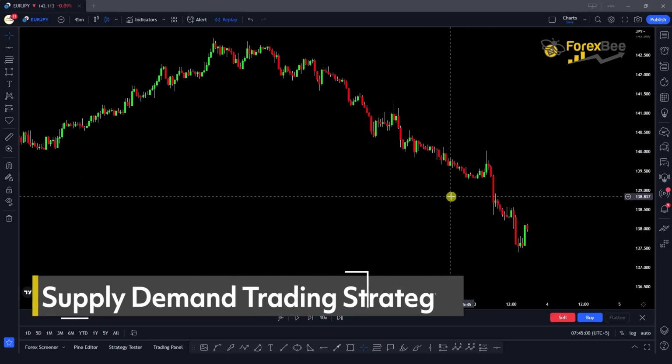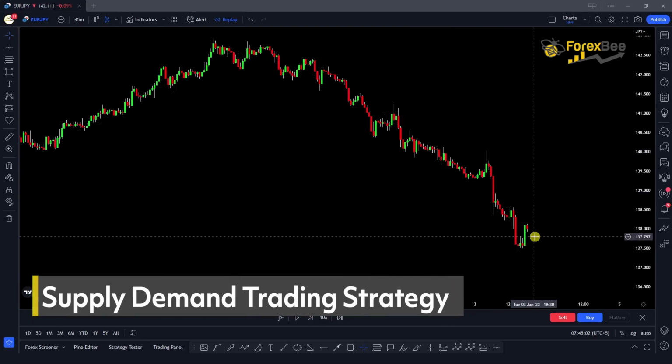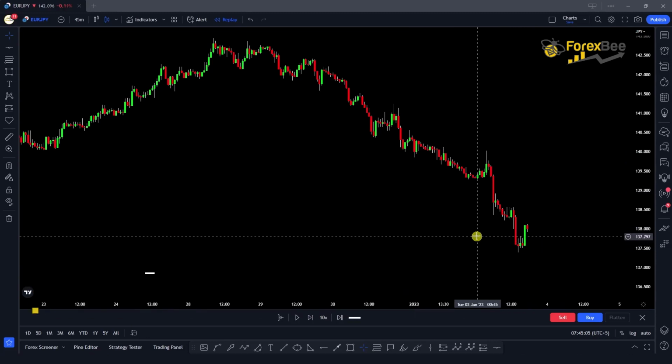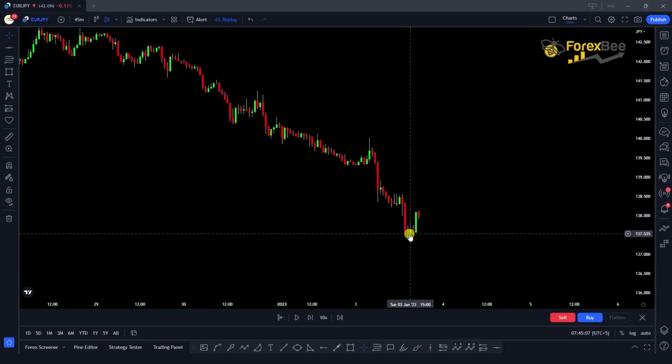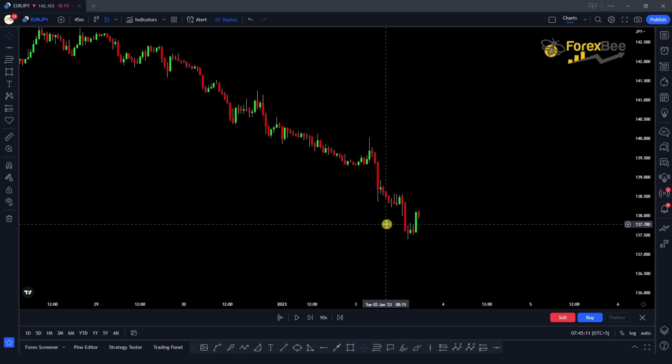Hey guys, welcome back. Today I'm back with a very good trading strategy that involves supply and demand, and also it will allow you to take high risk to reward ratio trades. So I'm going to break down this strategy into three simple steps.